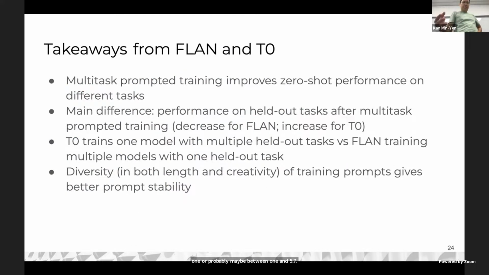Okay, so I guess this is the summary of this section, and the main takeaways we have from this: if you do some form of multitask prompted training for fine-tuning, it does improve the zero-shot performance on different tasks, even if the task is different from what it was trained on. As I said before, T0 trains one model with multiple held-out tasks, while Flan just trains multiple models with one task cluster for each. The T0 paper authors also emphasize diversity in both length and creativity of the language they use, which gives better prompt stability and robustness for the results. Okay, so this is the end of the zero-shot learning section.